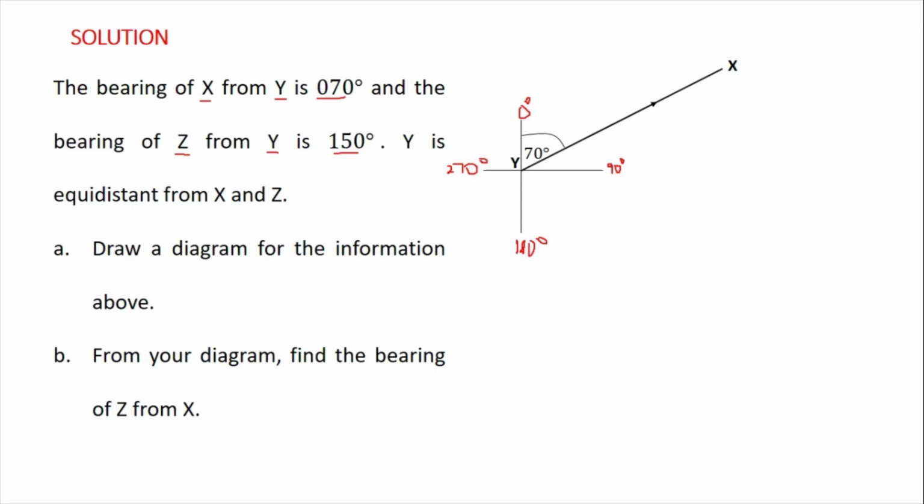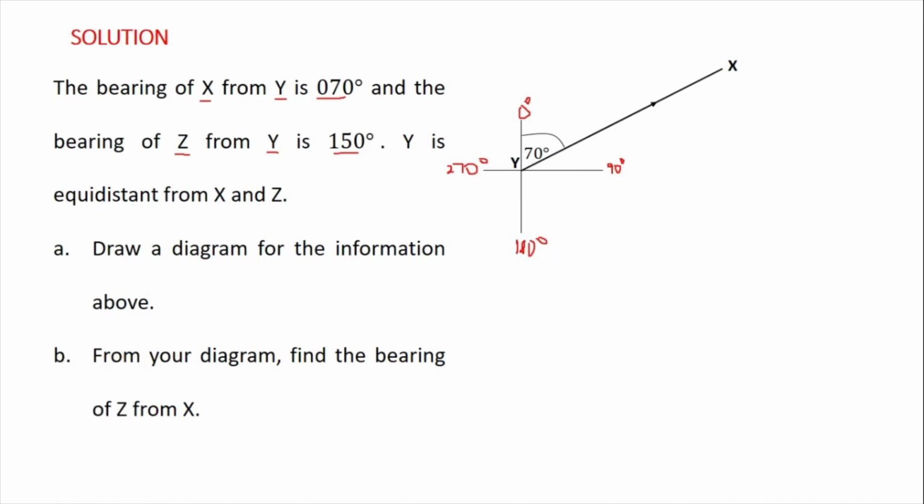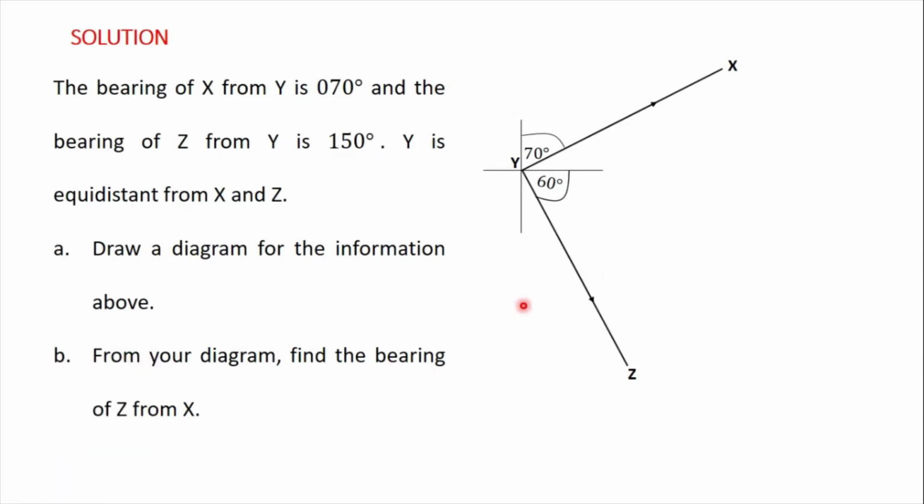So it means that we have to measure 60 degrees from 90 degrees in the clockwise direction. So we measure 60 degrees, then we draw our line through it, as we can see here. Then you indicate the ending point, which is Z. So the bearing of X from Y is 70 degrees and the bearing of Z from Y is 150 degrees, and this has been illustrated on this diagram here. I'm going to clean all the ink since we are done with that now.